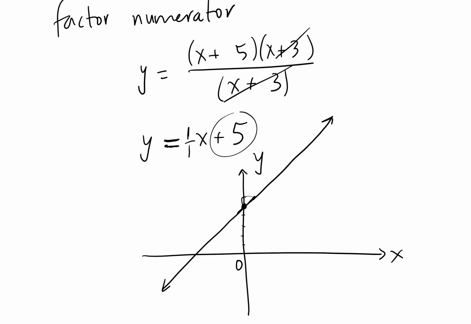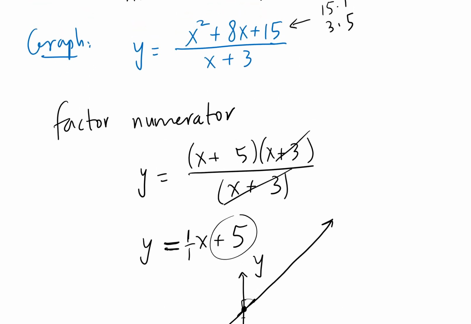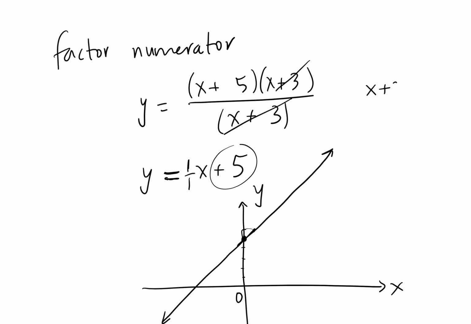But we have to watch carefully here. Why would they give us this rational function if they could just simply give us x plus 5? Well, what happened here, originally, for the domain, whatever I just canceled in the denominator cannot be 0. So if you subtract 3 on both sides, x cannot be negative 3. So at negative 3, if you project it up, at that point, there's a hole. That's the idea. There's a hole at that point.